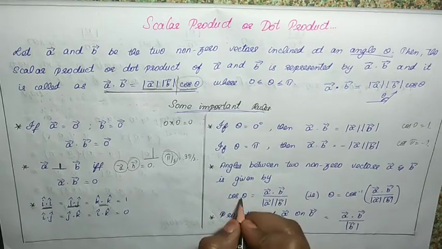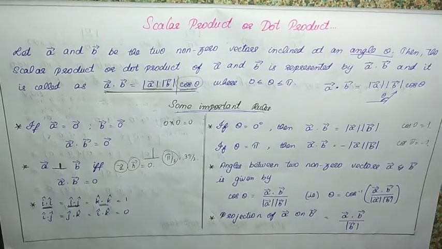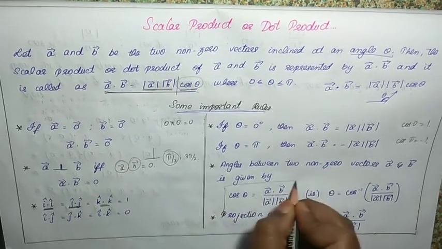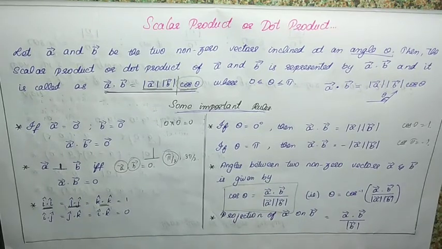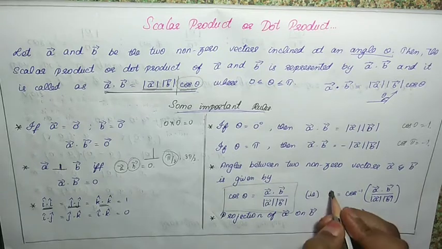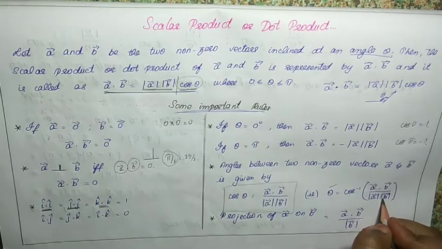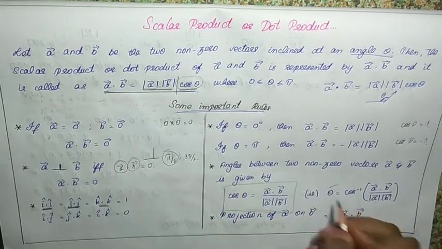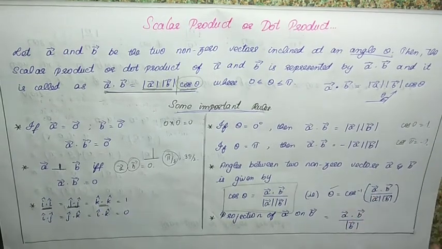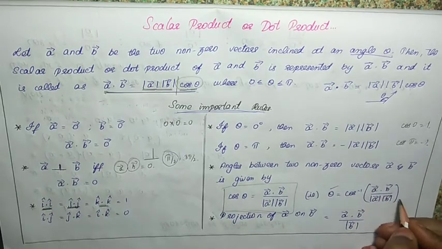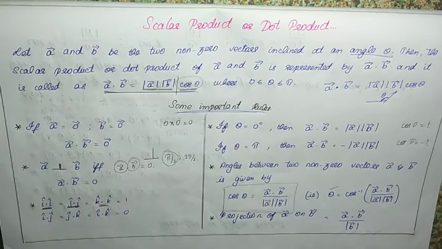And also, if we get cos 0, cos pi by 2, cos pi, cos 3 pi by 2, or cos 2 pi, we will be keeping this cos theta as it is. If we get any terms like cos something where we can't find the exact value of this cos theta, then we will have theta equals cos inverse of a vector dot b vector divided by magnitude of a vector into magnitude of b vector.